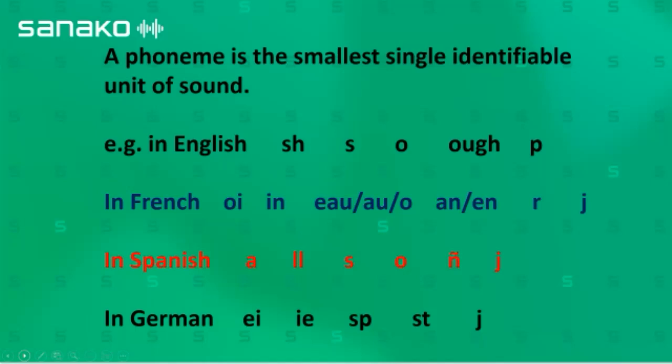In French, we've got wa, the nasal sound a, the O sound, which could be written in 3 different ways, so that's 3 different graphemes, the on sound, which could be written in 2 different ways, the ch and the soft sh sound. And in Spanish, we've got a, y, ps, o, ny, ch. And in German, I, sp, st, y.